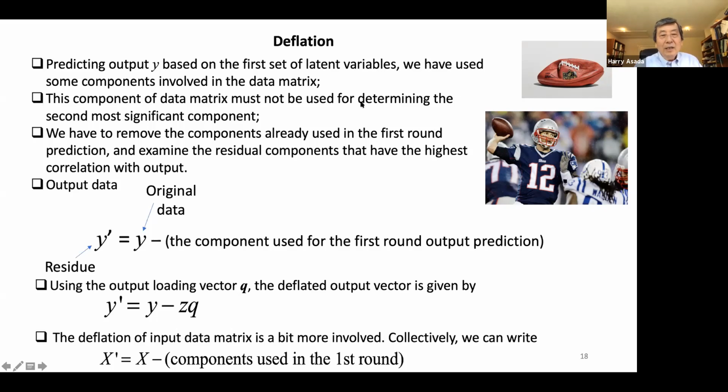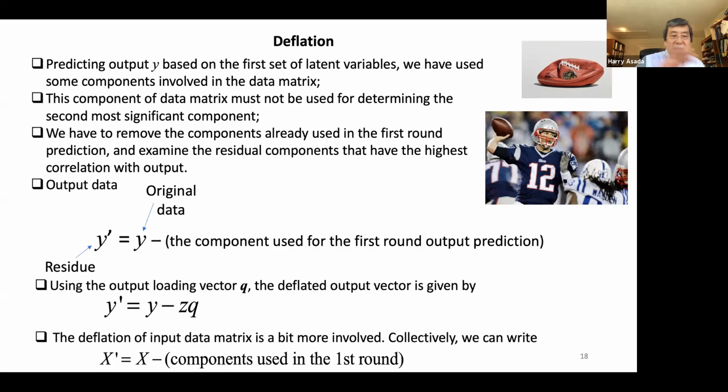Anyhow, deflation is the kind of process that we had to go through. Okay, predicting output y based on the first set of latent variables, we have used some components involved in the data matrix already, right? So those things which we have already used must be put aside, or must be eliminated from the data matrix.